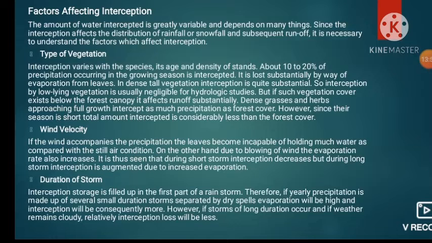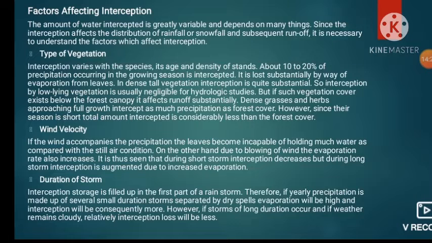It is lost substantially by way of evaporation from leaves. In dense tall vegetation, interception is quite substantial, so interception by low-lying vegetation is usually negligible for hydrologic studies. But if such vegetation cover exists below the forest canopy, it affects runoff substantially. Dense grasses and herbs approaching full growth intercept as much precipitation as forest cover. However, since their season is short, the total amount intercepted is considerably less than the forest cover.